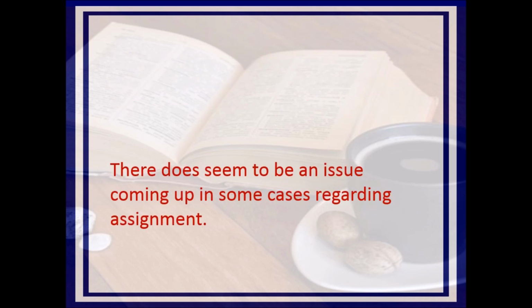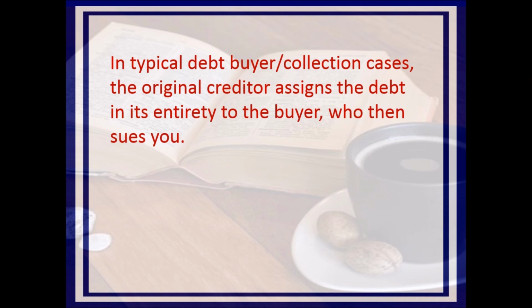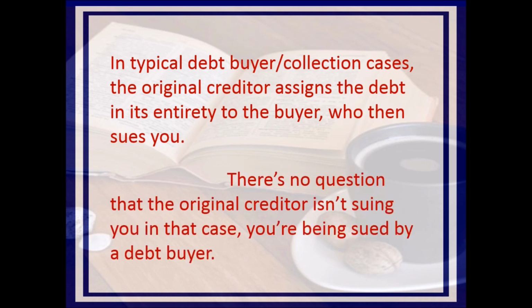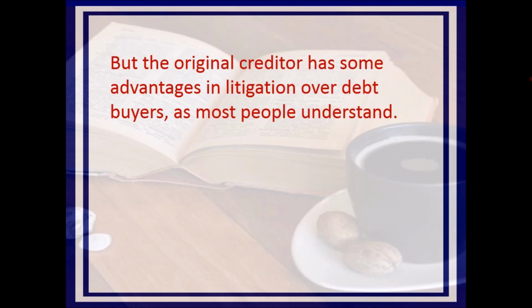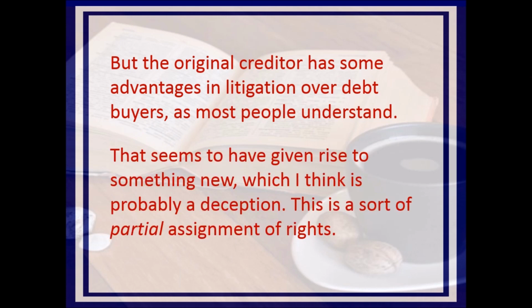There does seem to be an issue coming up in some cases regarding assignment. In typical debt buyer collection cases, the original creditor assigns the debt in its entirety to the buyer. They sell it, in other words, who then sues you. There's no question that the original creditor isn't suing you in that case. You're being sued by a debt buyer. But the original creditor has some advantages in litigation over debt buyers, as most people understand. That seems to have given rise to something new, which I think is probably a deception.